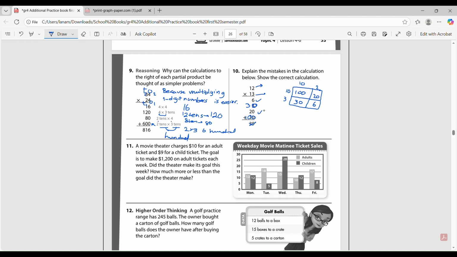The answer should be 6 plus 0 equals 6. Now, 3 plus 2 is 5. And then I have the 100 over here, so I'll take it down. It's 156.